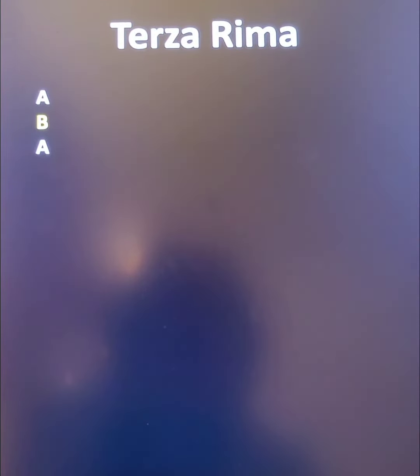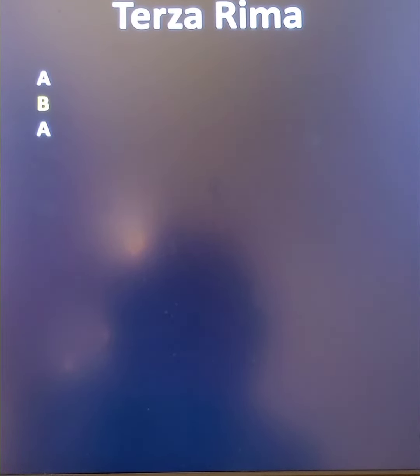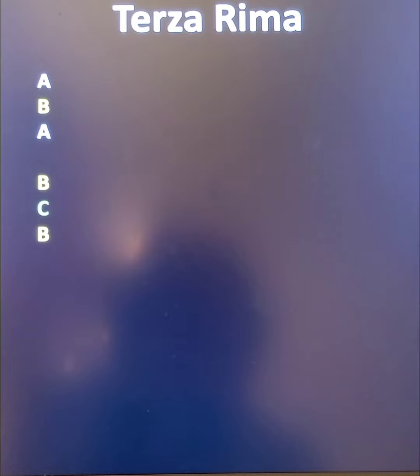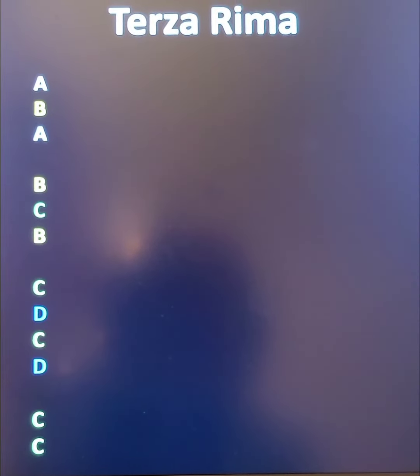So these are three-line stanzas. The first and the third line rhyme with each other. The second line provides a rhyme that goes on in the next tercet. So it goes ABA, BCB, and you can end it with a fourth line like this, CDCD, or you can end it with a couplet, CC.